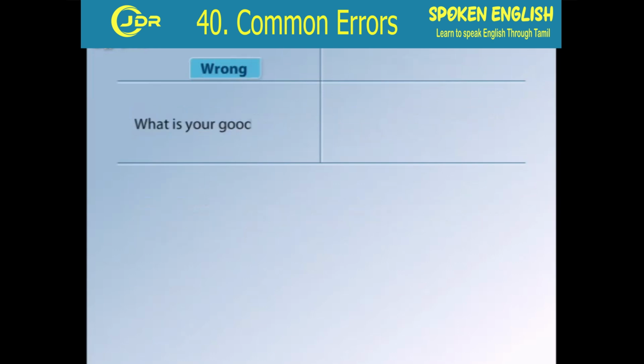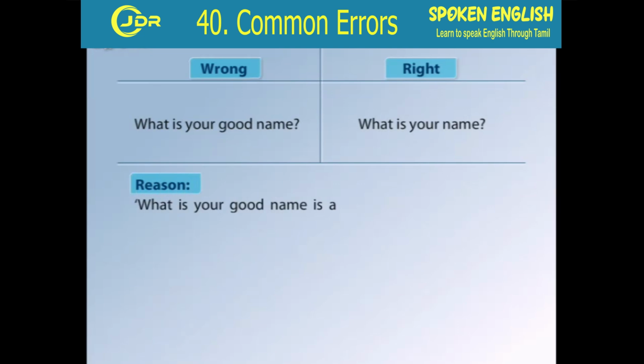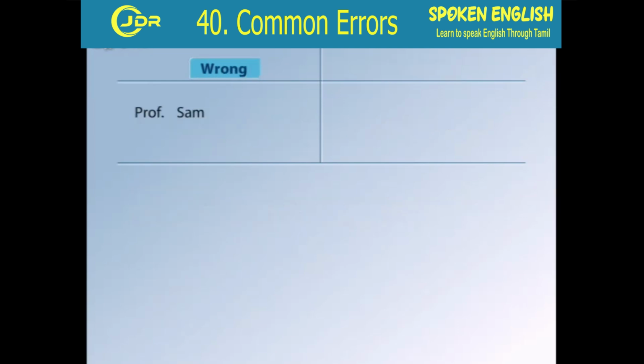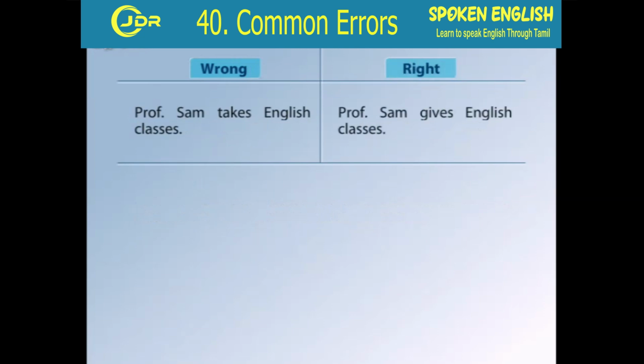Wrong: What is your good name? Right: What is your name? Reason: what is your good name is a typical Indian expression, literally translated from the Indian vernacular. Wrong: Professor Sam takes English classes. Right: Professor Sam gives English classes. Reason: the teacher gives and not takes classes.